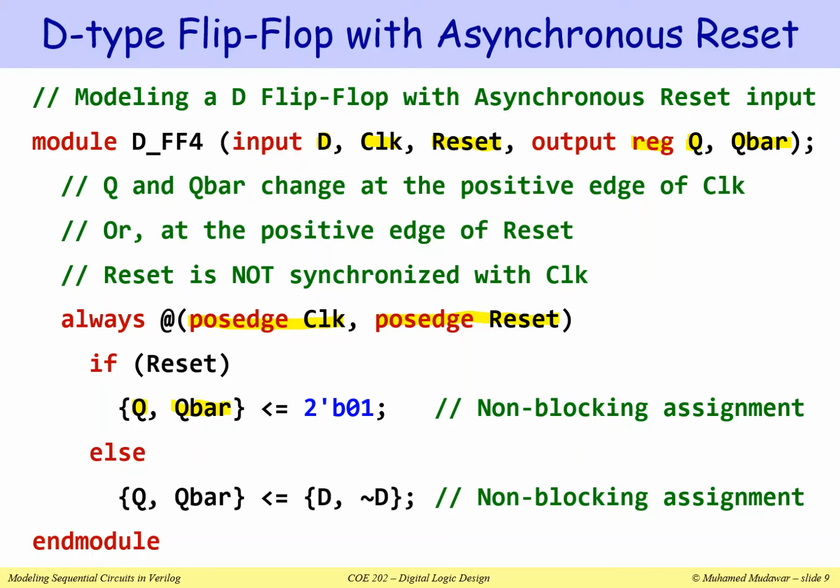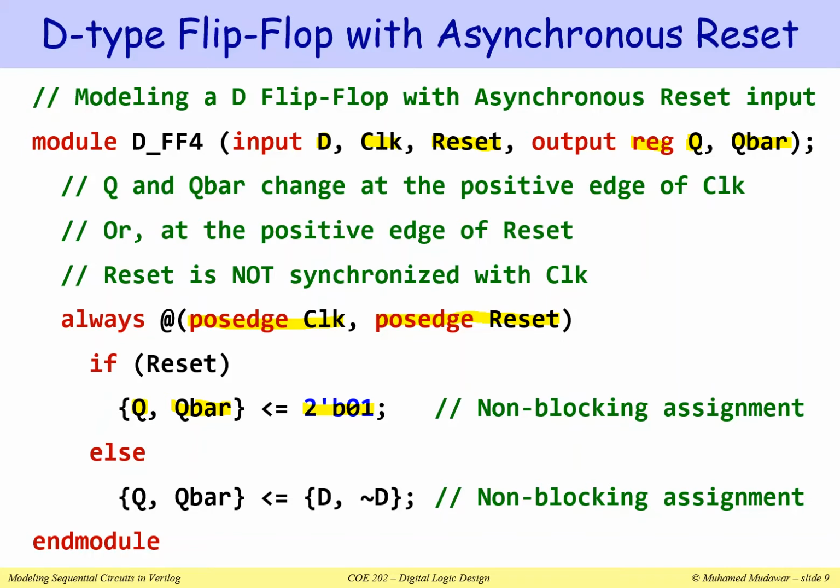Else, if it is not reset, it must be that we have the positive edge of the clock. So either we have an event on the positive edge of the clock, so the clock goes from 0 to 1, or we have an event on reset. The reset goes from 0 to 1. If it is a reset, we reset Q and Q bar. So Q becomes 0 and Q bar becomes 1. We can do this in one assignment.